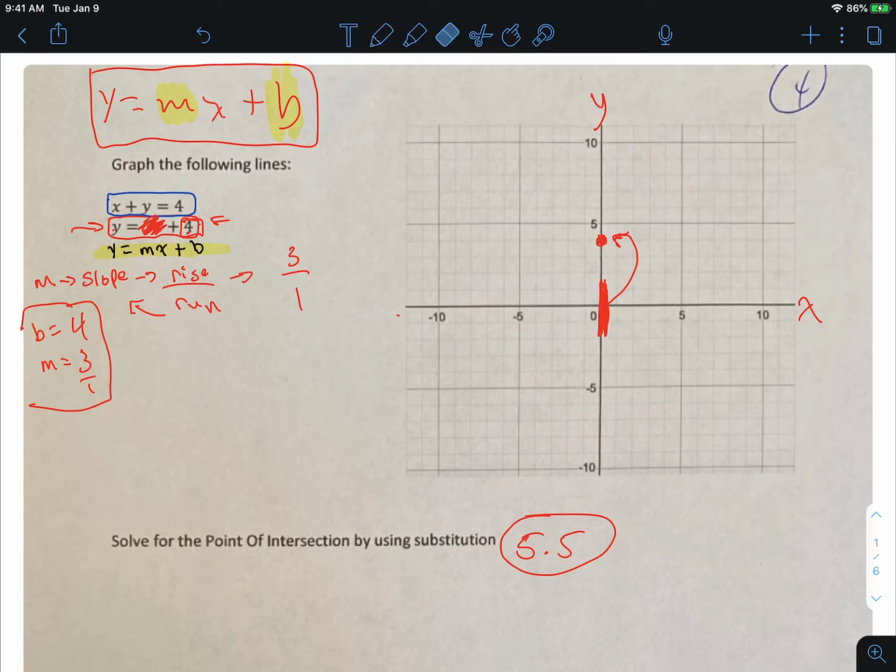So now you know what your starting point is. You can actually plot this line using your slope. So then up 3 over 1. Up 3, to the right 1.